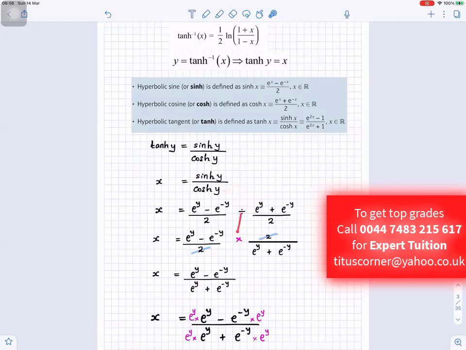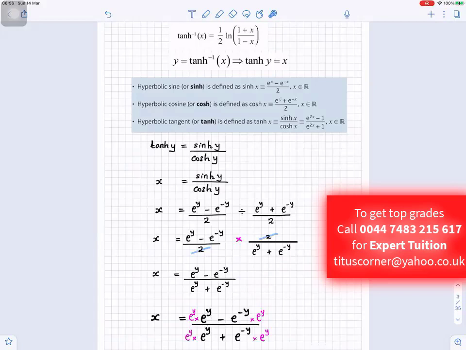When you divide, you change it to a times and flip the second fraction. So it becomes 2 over e to the y plus e to the minus y. The 2 will cancel. So you're left with e to the y minus e to the minus y divided by e to the y plus e to the minus y. Now you ask yourself, where do you go from here?